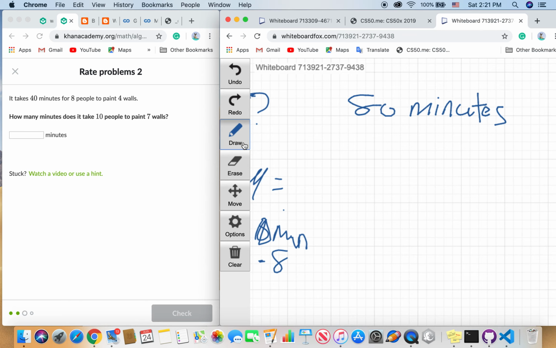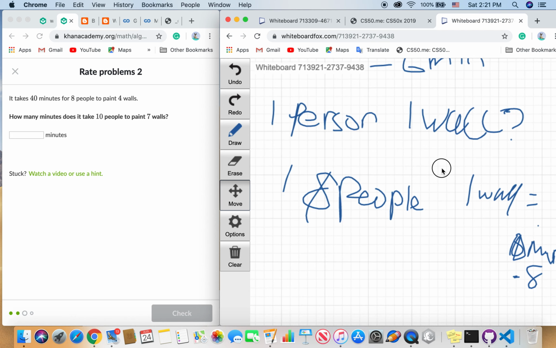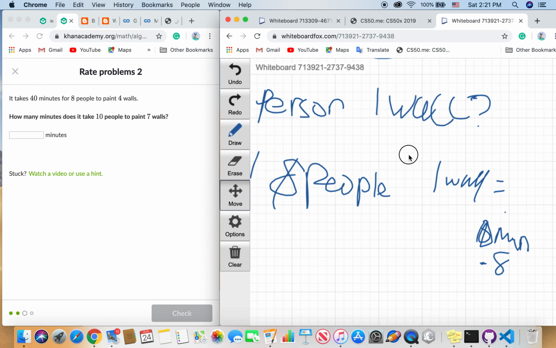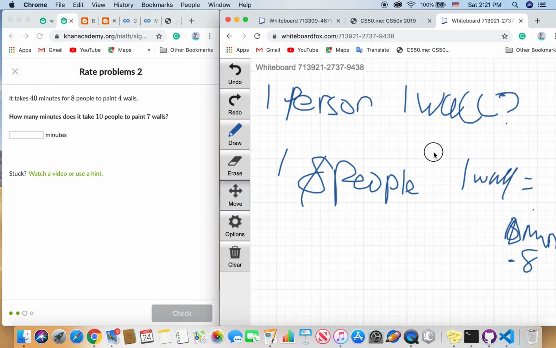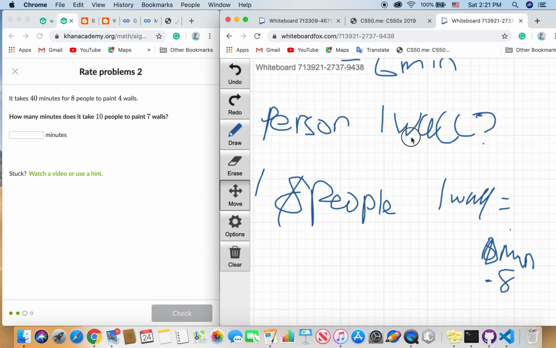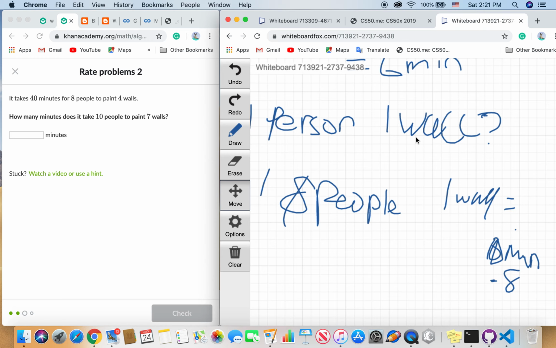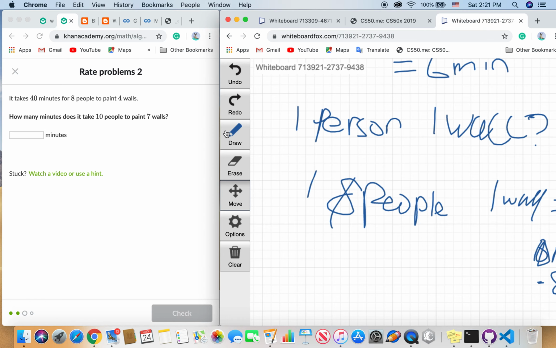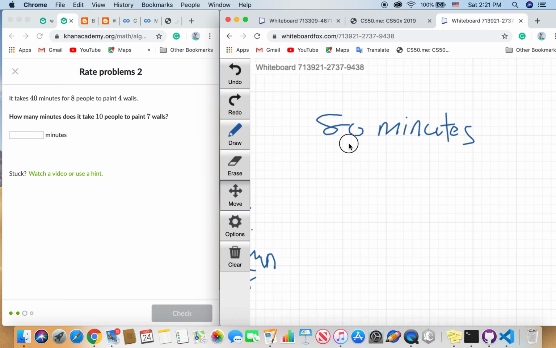Okay, and since we know that, what else should we think? It asks us for 10 people to paint 7 walls. So I'm going to multiply by 10.